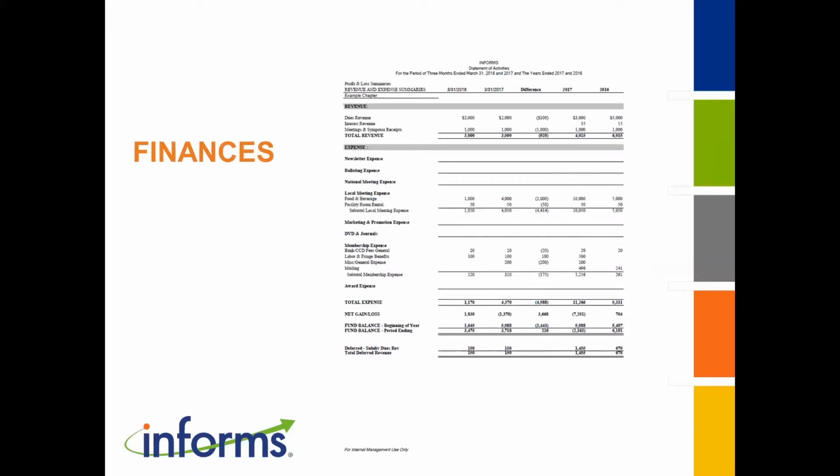Chapter financial statements are emailed to the officers of your chapter every month. The INFORMS staff will be happy to help you with any questions or concerns. Each chapter carries a fund balance from year to year and is limited to that balance. In other words, a chapter may not allow their fund balance to run negative.